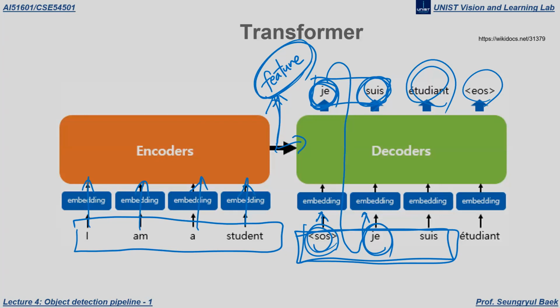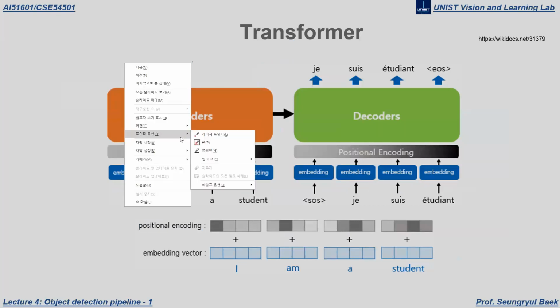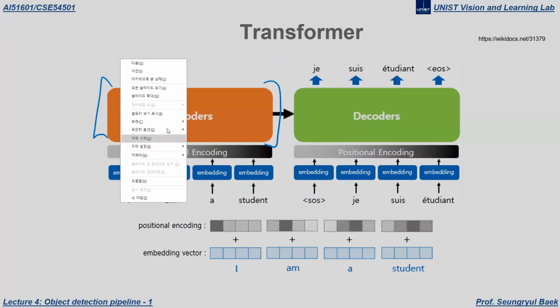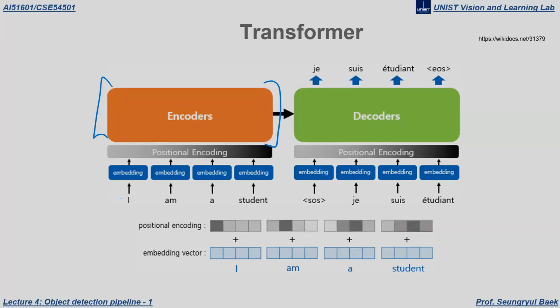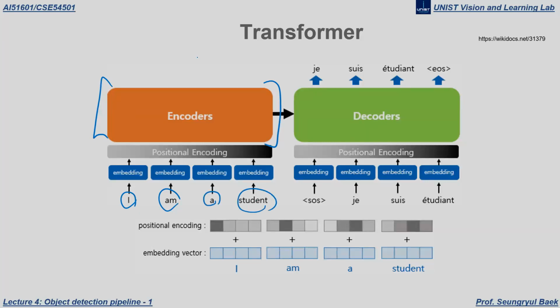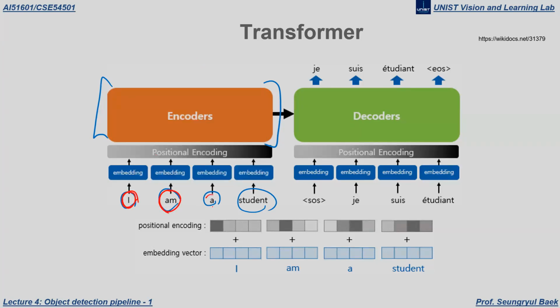Okay, this is the transformer, and because this operation is done parallelly, you have to somehow indicate that "I am a student" has some sequential information. So for example, we know that "I" is in the left position to "student", right? Okay, but this transformer encoder cannot know that.